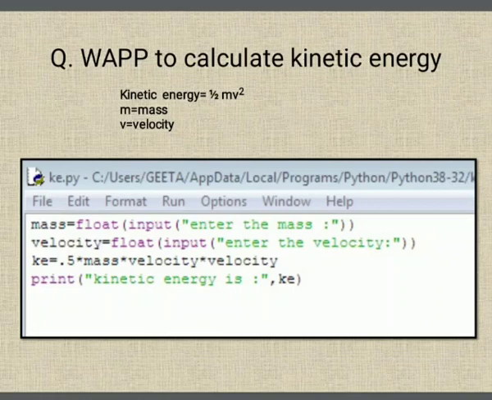First line, mass is equals to float input, enter the mass. You are accepting the value for the mass. Mass is on the right hand side of the formula. So on the right hand side we have two variables, m and v. So whatever we have on the right hand side, we will accept. Whatever is there on the left hand side of the assignment operator, we will calculate. So kinetic energy is equals to half mv square.